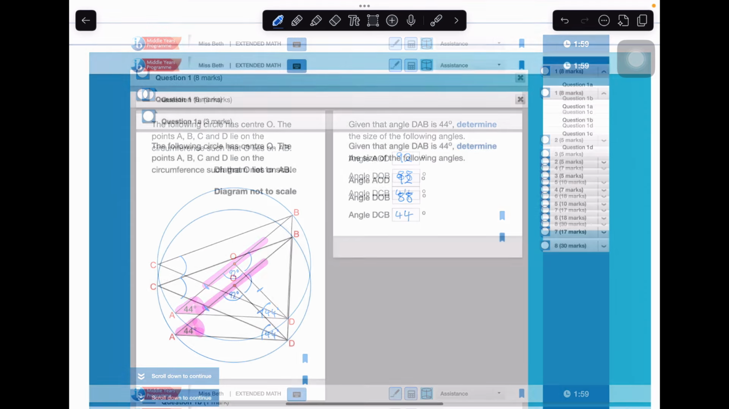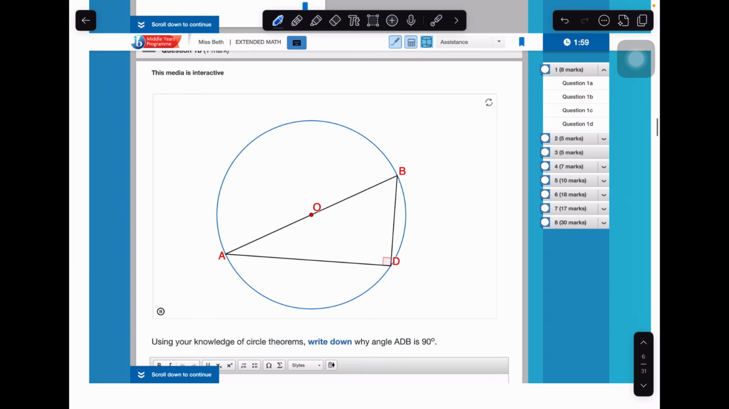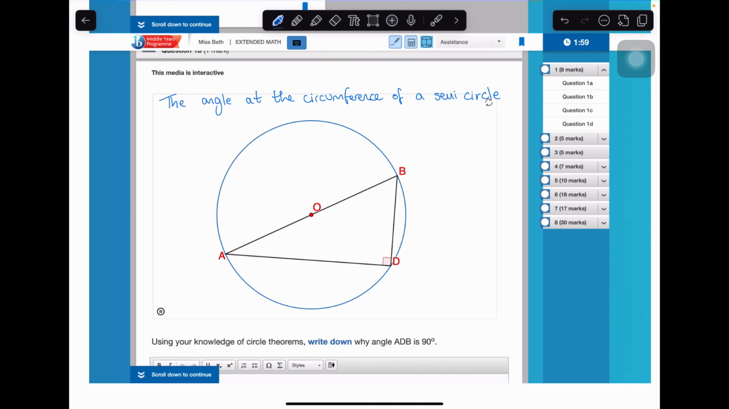Okay, for question 1b, we are asked to use your knowledge of circle theorems, write down why angle ADB is 90 degrees. Okay, so the explanation for this is that the angle at the circumference of a semicircle is a right angle because it is subtended by the diameter of the circle.